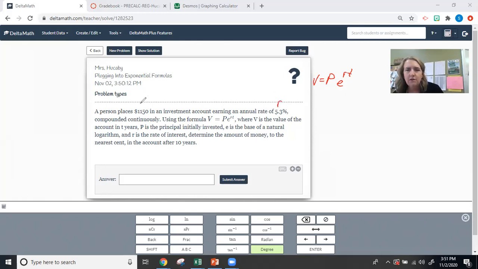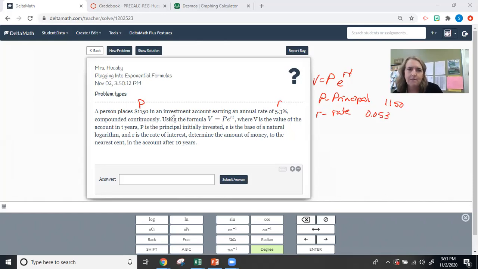This will be your initial. So that's going to be your principal. Initial is always the principal. So let's put P is your principal, and for us, that is 1150. We have our rate. That is 0.053. Don't forget to change it to a decimal.